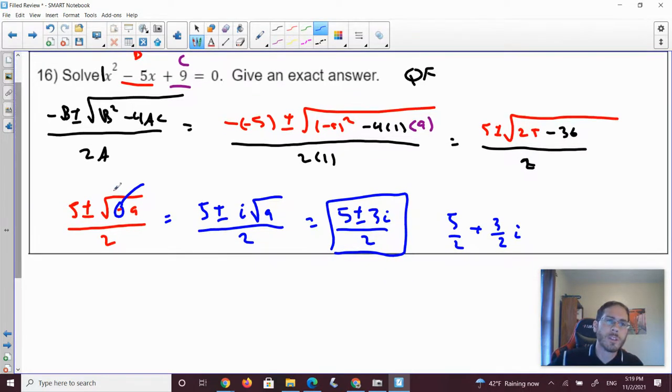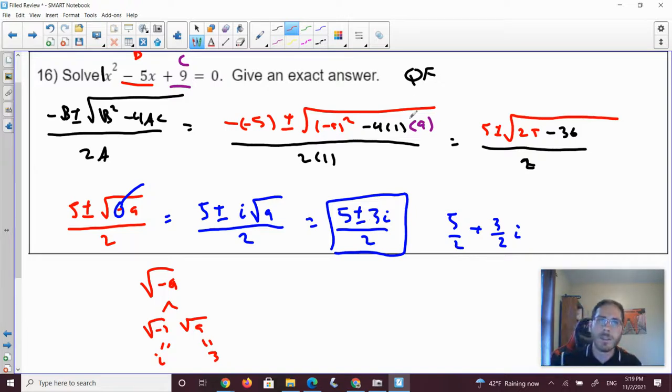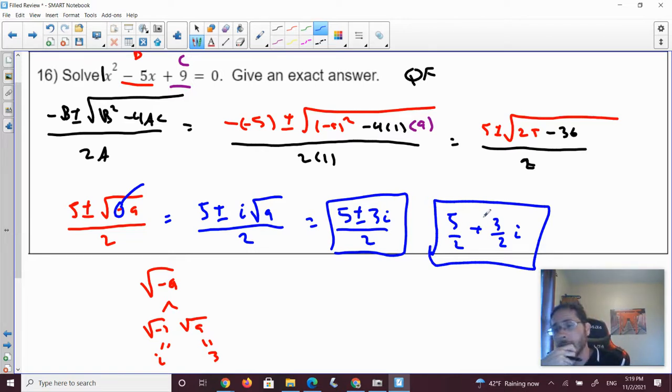If you want to see this in a little more detail, what I did with that square root of negative 9, we can double check because we can split this up into the square root of negative 1 and the square root of 9. That's i, and that's 3, and that's where we get our 3i from. But again, I'm not too picky on how you format it. I'll take this one, I'll take that one. I will not take a decimal. Do not give me a decimal. I want an exact answer. So fractions are the way to go for exact answers. Both of these would be fine.